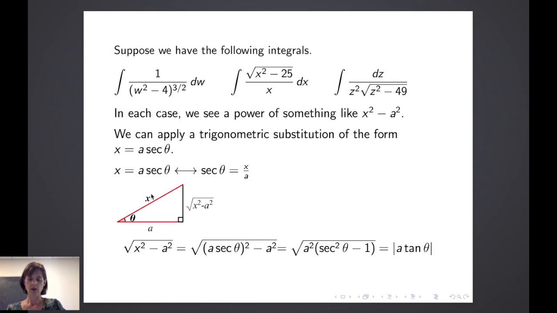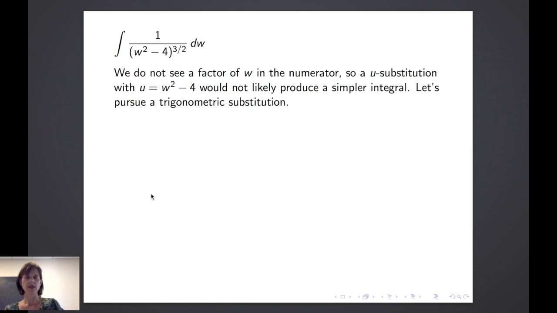So let's consider how we would work through the trig substitution with that first integral. First, we have to see that since we don't have a factor of w or even a multiple of w in the numerator, a u substitution really would not be helpful. It would not produce a simpler integral. So we will consider the trigonometric substitution. Specifically, we'll look at w squared minus 4 as being our w squared minus our a squared, so that a squared is equal to 4 and a is equal to 2. So we'll use w equals 2 secant of theta.